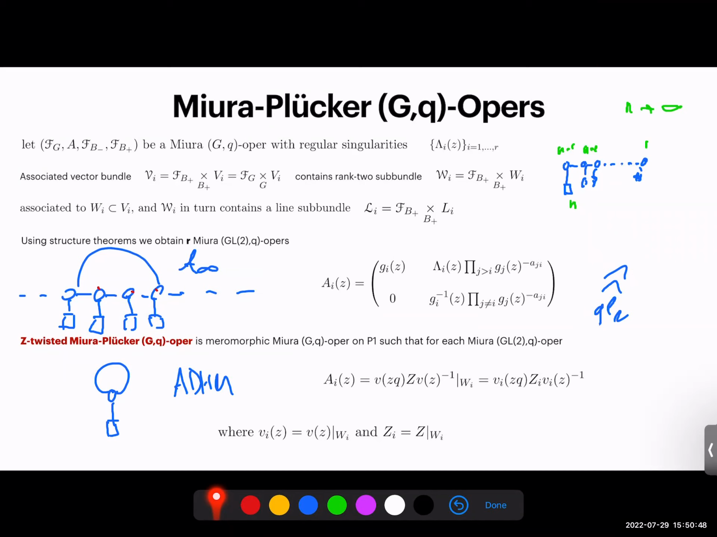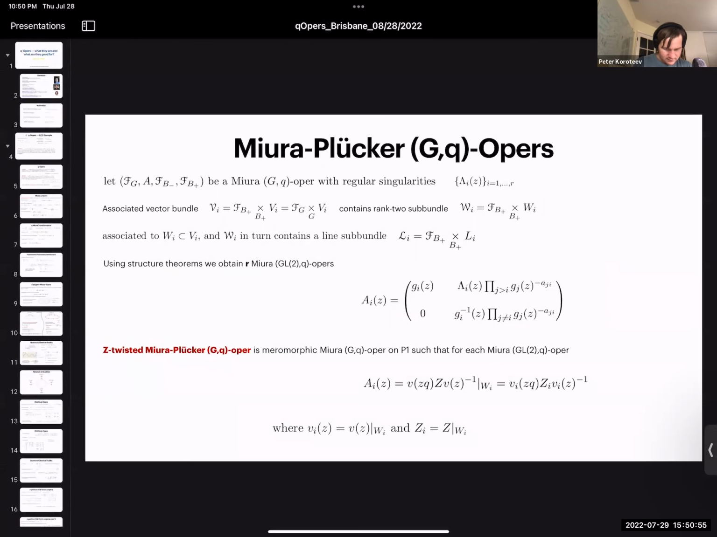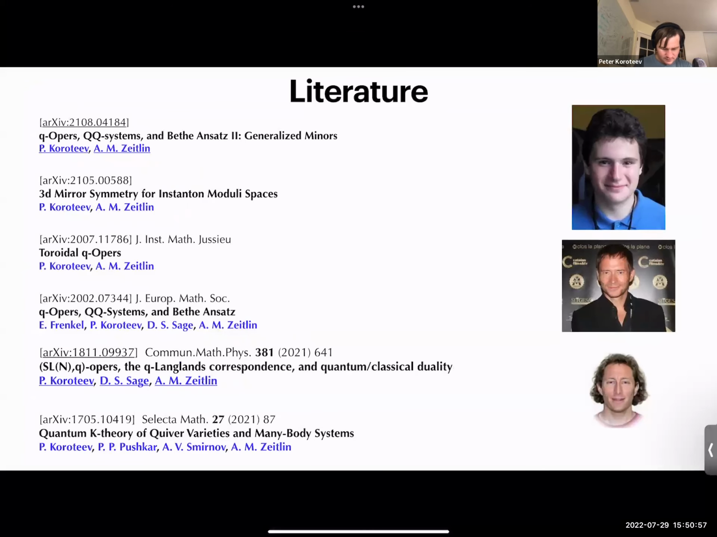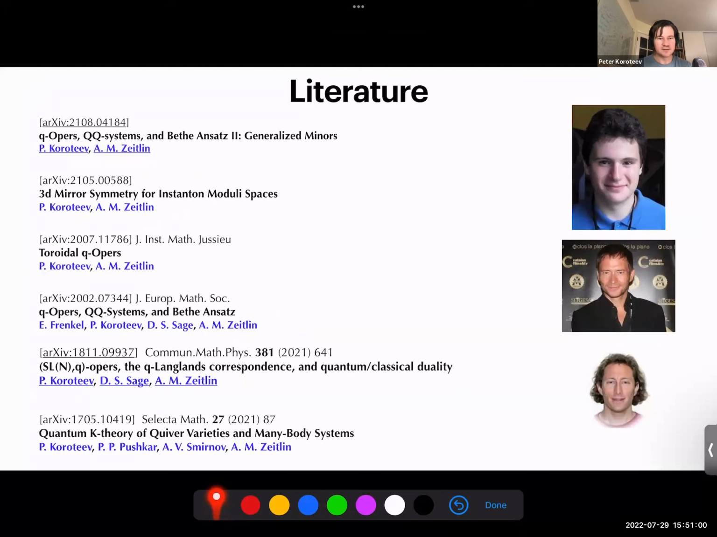Yes, and you have a QQ-system also associated to that. Yes. So the paper is called Toroidal q-Opers, 2020. I see. I might have missed this one. Okay, thank you very much. Yes, it's published in JHEP. Okay, I think we can probably... Oh, Jeong, Koroteev. Thank you, Gabriel.